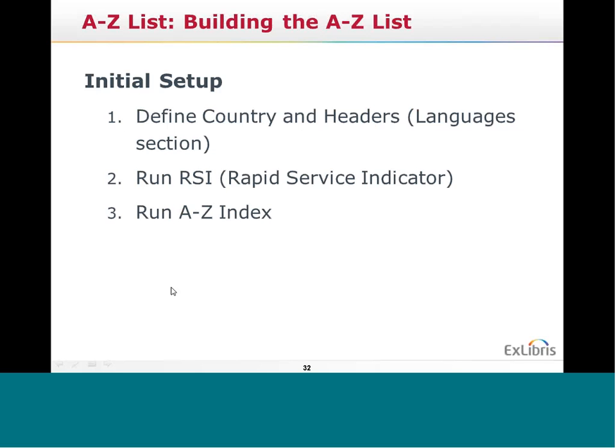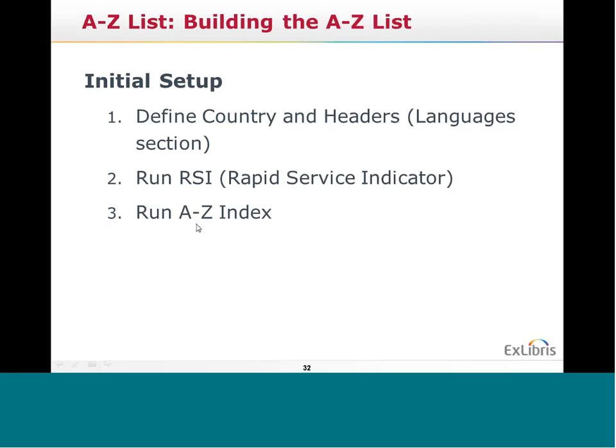And it's also used, this RSI job, is also used to generate your A to Z list. Now the A to Z indexing process looks at your knowledge base to determine what resources should appear in the A to Z list. And we'll talk further about these two jobs in the systems administration session, so I won't demonstrate that at this point.